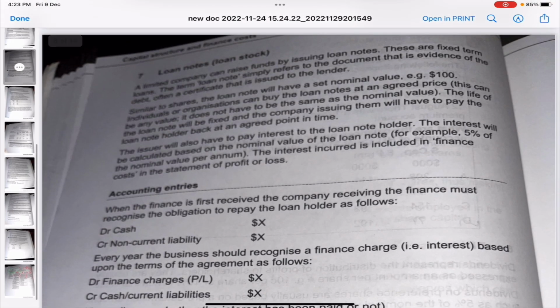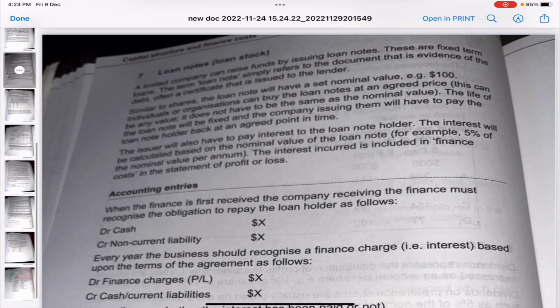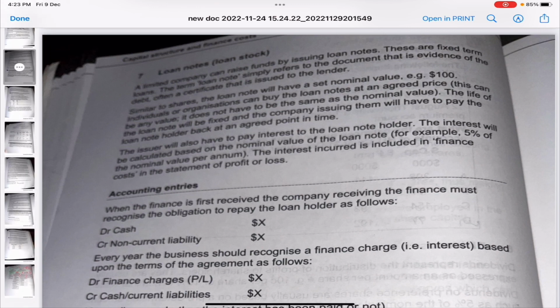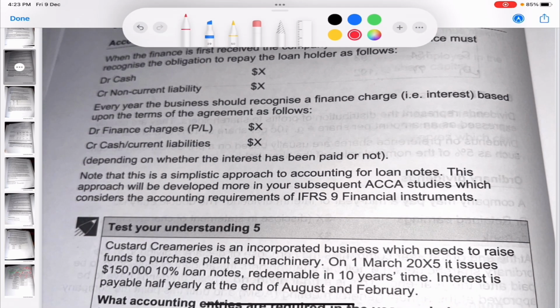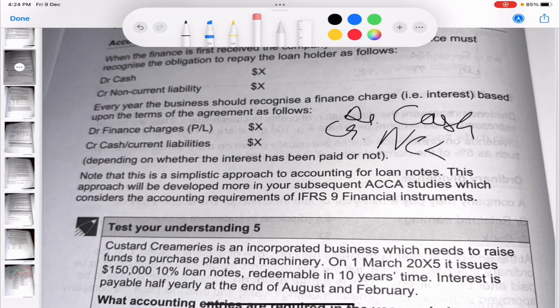Okay, what is loan notes? Loan notes is nothing but a loan, which we have discussed. What are loans? Non-current liabilities, long-term loans. So loan stock or loan note is just a loan. When you take a loan, what is the journal entry? Debit cash because cash comes in, and credit non-current liability. That is the general loan journal entry.